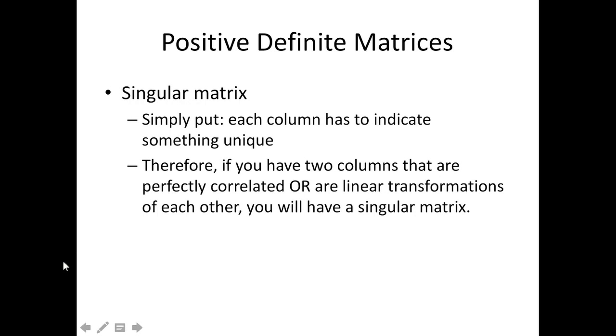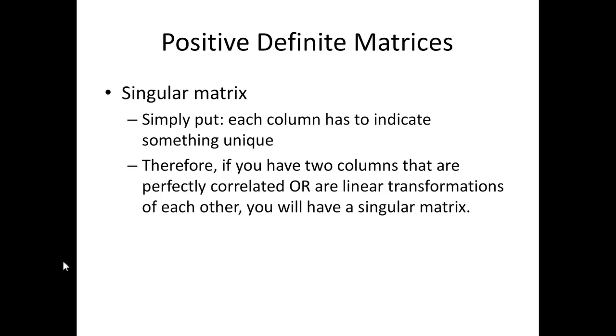So with a singular matrix, each column has to be unique. So if I have two columns that are perfectly correlated or are linear transforms of each other, you'll get a singular matrix. And so here's a common thing that'll happen. You are trying to work with the subscales of a scale, and you also have a total score. Well, the total score is the addition of the 3 subscale scores. So if you put all of those columns in there together, that total score is no longer unique. It is perfectly correlated with the addition of the other 3 columns.